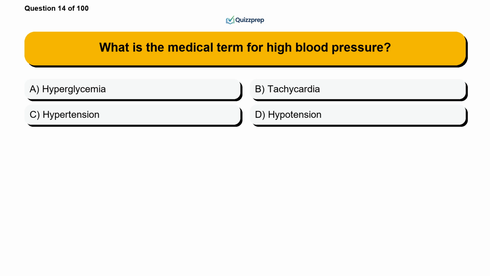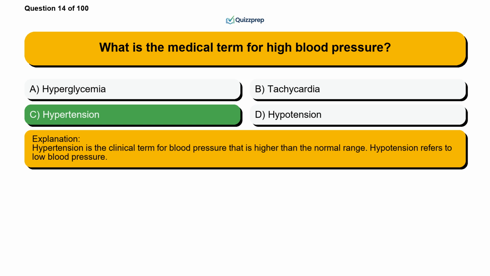Question 14. What is the medical term for high blood pressure? Option A, hyperglycemia, option B, tachycardia, option C, hypertension, option D, hypotension. The correct answer is option C, hypertension. Hypertension is the clinical term for blood pressure that is higher than the normal range. Hypotension refers to low blood pressure.